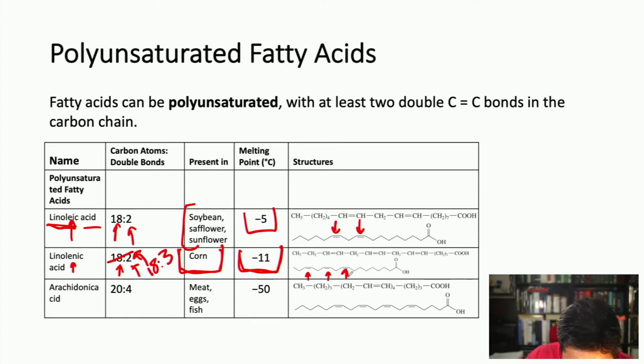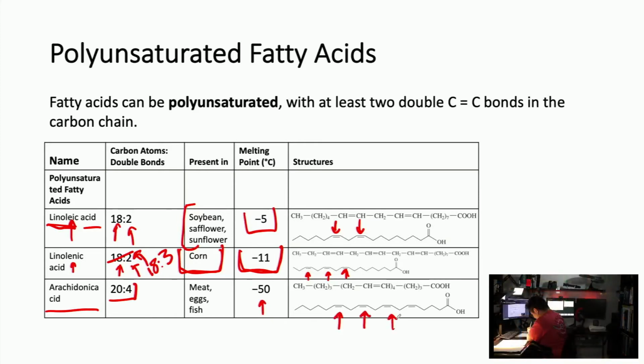Okay. Then we have arachidonic acid, another polyunsaturated fat. It's 20 carbons long with 4 double bonds. Its melting point is negative 50. And it's got double bonds at that point, that point, that point, and that point. So it's definitely also liquid at room temperature. And it's got 4 double bonds there to show for it.